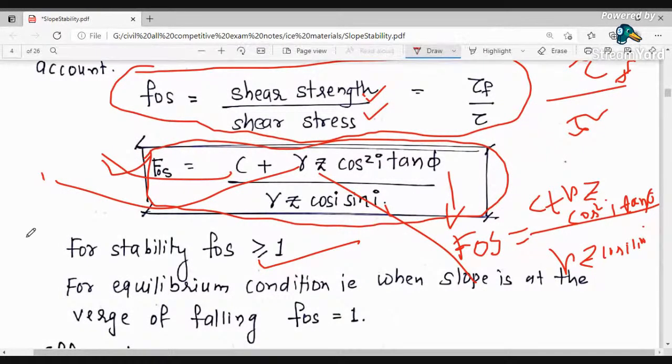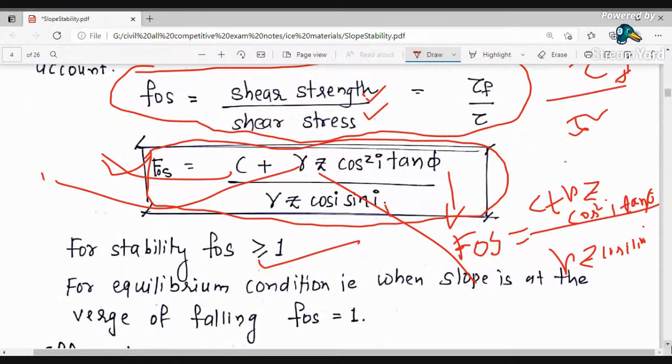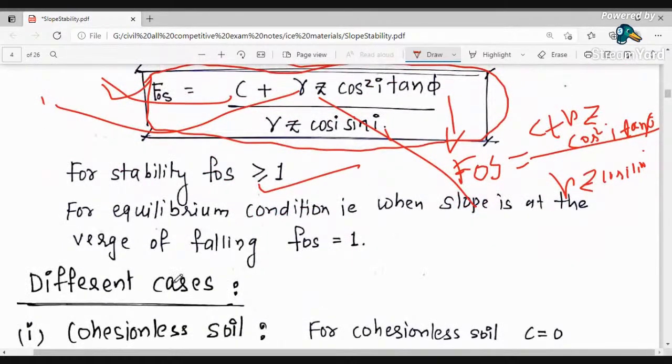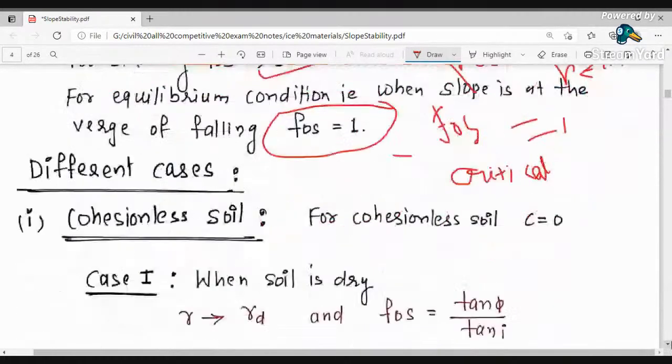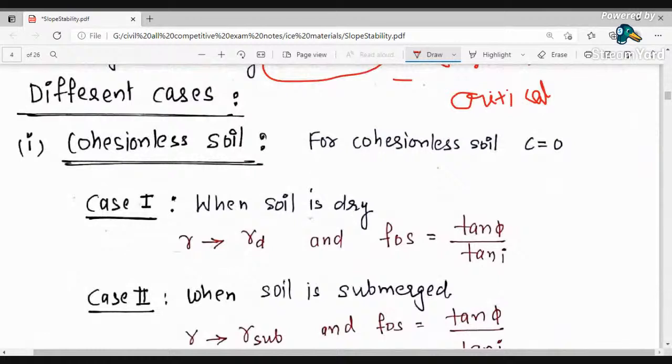For the equilibrium condition, when the slope is at the verge of failing, the factor of safety is equal to 1. So when the factor of safety is 1, it is in equilibrium condition, or we can say critical condition. We have two terms: in critical condition or in equilibrium condition, the factor of safety is equal to 1. Then we also have to know the different cases.